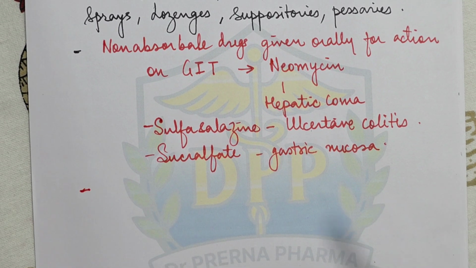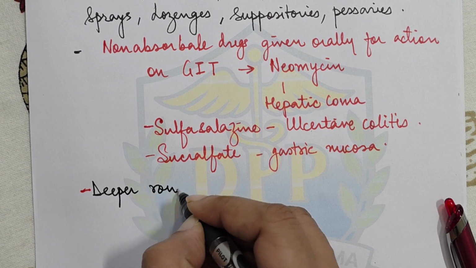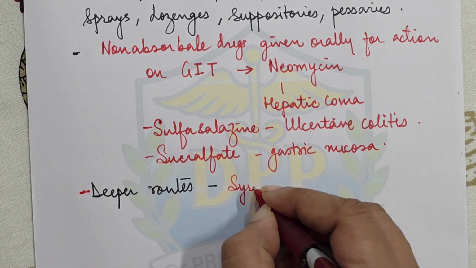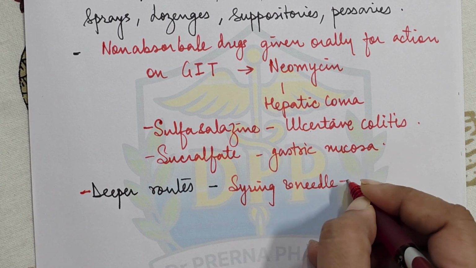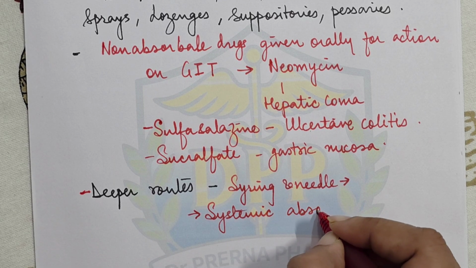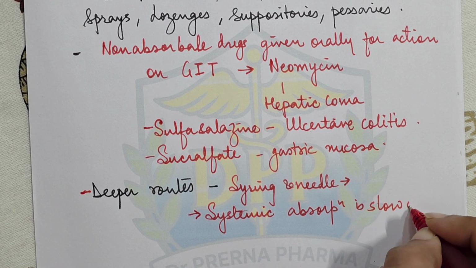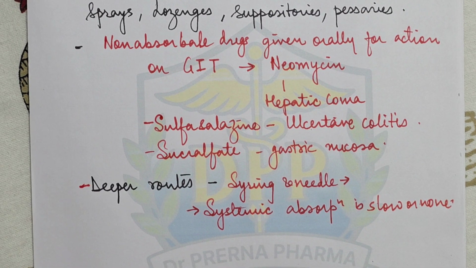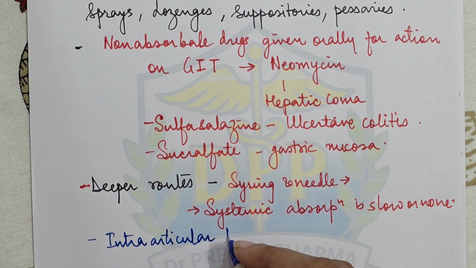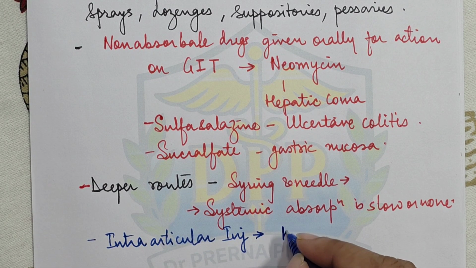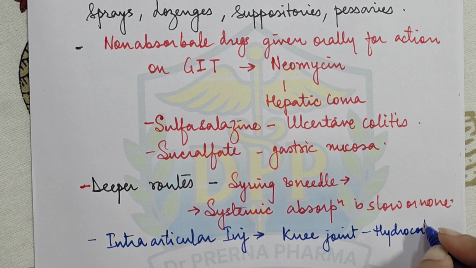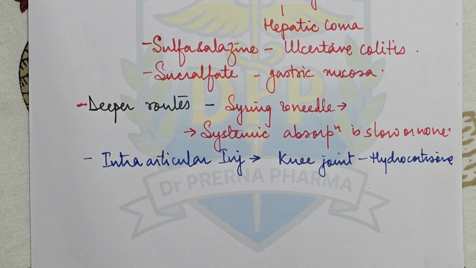Now in topical, we go to the deeper routes. Deeper areas are approached with a syringe and needle, and with the needle we give the injection there. But it is important that the systemic absorption is slow or none. So the drug is basically acting in the local area. For example, we give an intra-articular injection in case of knee joint inflammation. In the knee joint we give hydrocortisone, which is a steroid. Hydrocortisone intra-articular injection is given in injuries to the knee joint.